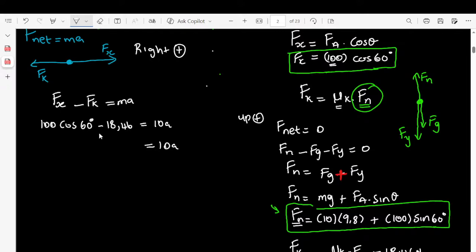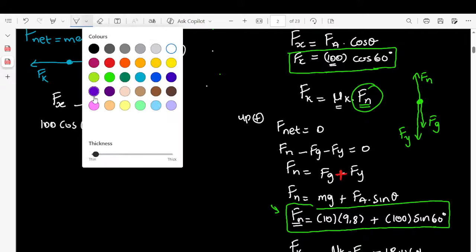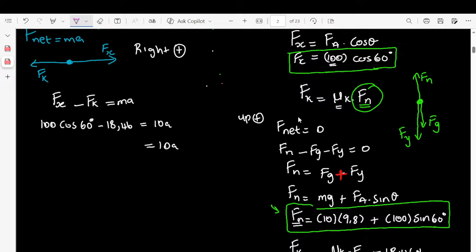What do you get on your calculator? When you put 100 cos 60, what do you get on your calculator? What I'm trying to say is that I need everyone to punch this on the calculator correctly. Put this on your calculator: 100 cos 60 minus 18.46. It should be easy for you guys to find.